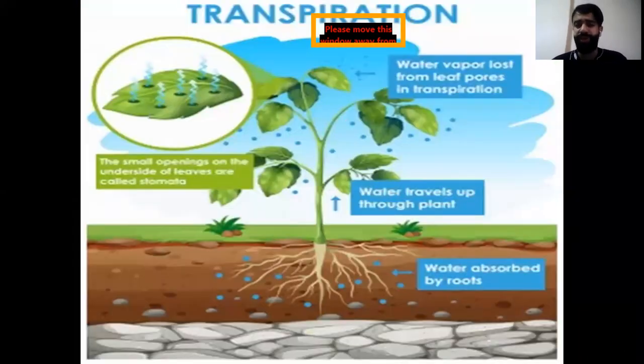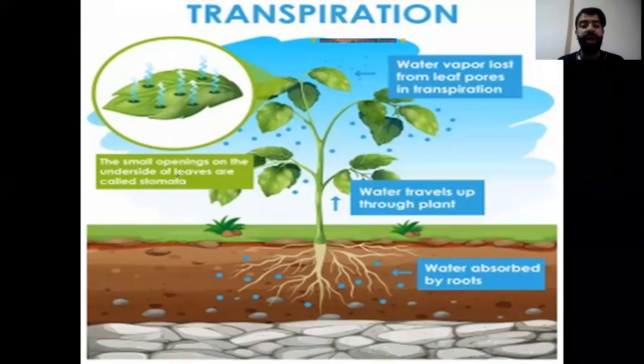Moving now to the transpiration. What is the transpiration process? It's the loss of water through specific parts of the plant. So loss of water vapor through special parts, they are called the stomata. These stomata are small openings on the underside of the leaf.